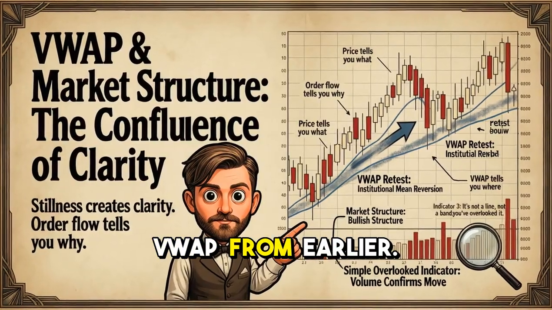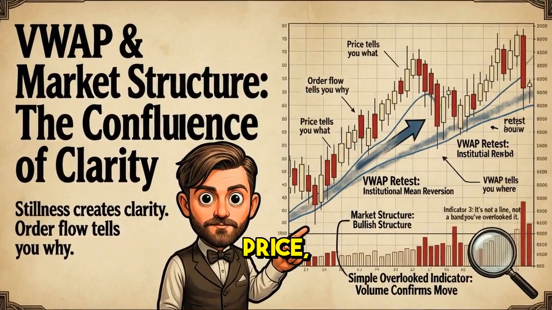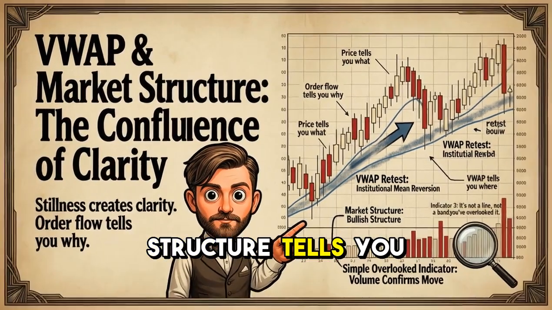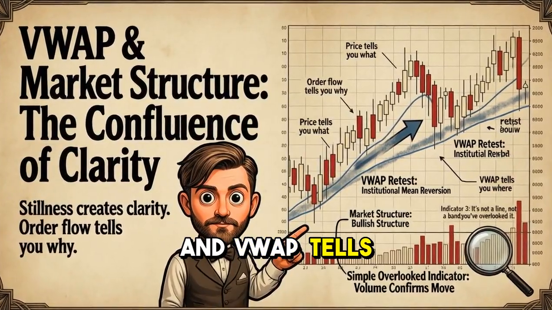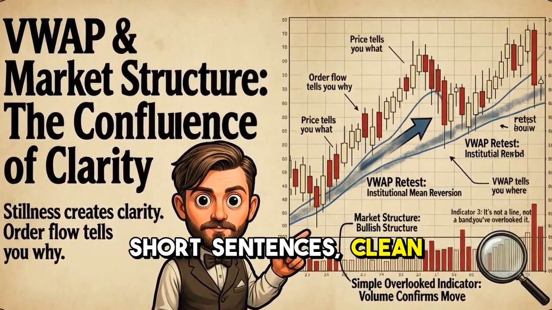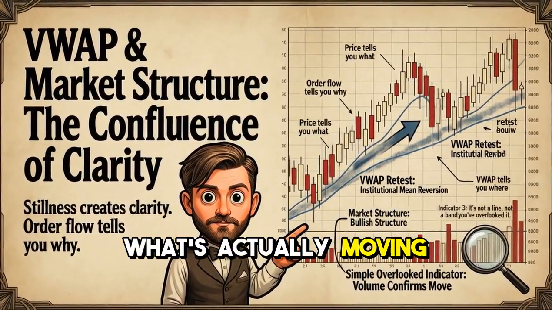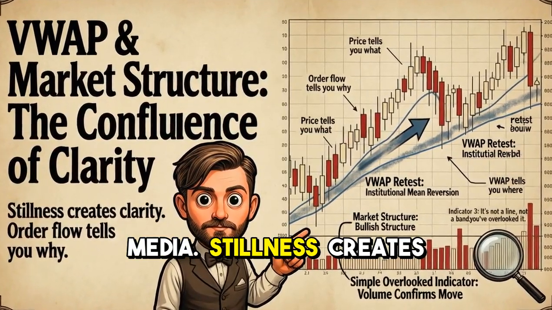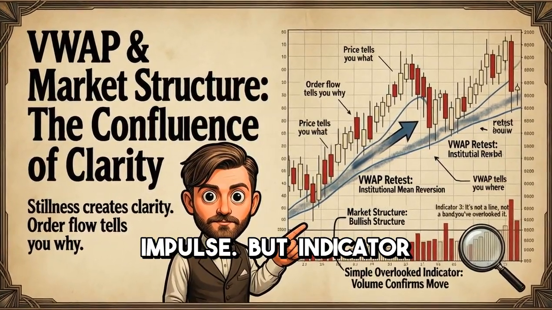Now layer the VWAP from earlier. When that retest aligns with the volume-weighted average price, the confluence speaks volumes. The market structure tells you what, order flow tells you why, and VWAP tells you where the institutional mean reverts. Short sentences, clean lines, no clutter. You're training your eyes to see what's actually moving price, not what screams for attention on social media. Stillness creates clarity. Clarity becomes your freedom from impulse.